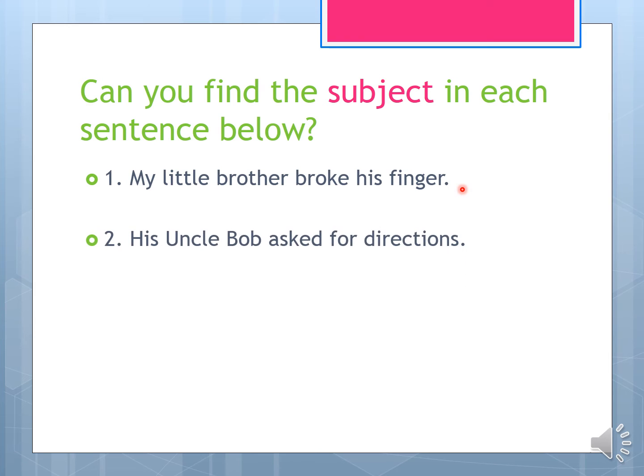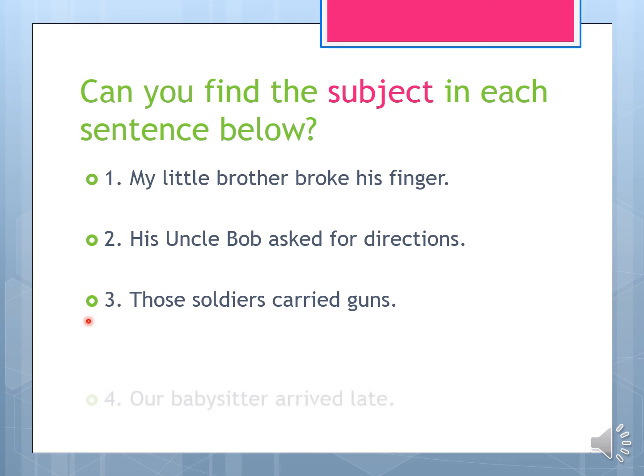And the second one, his Uncle Bob asked for directions. The verb here is asked. Who asked for directions? Uncle Bob. So his Uncle Bob is the subject of this sentence. In the third sentence, those soldiers carried guns. First you have to find the verb. Yes, carried is the verb. So who carried guns? Those soldiers carried guns. So the subject is those soldiers.